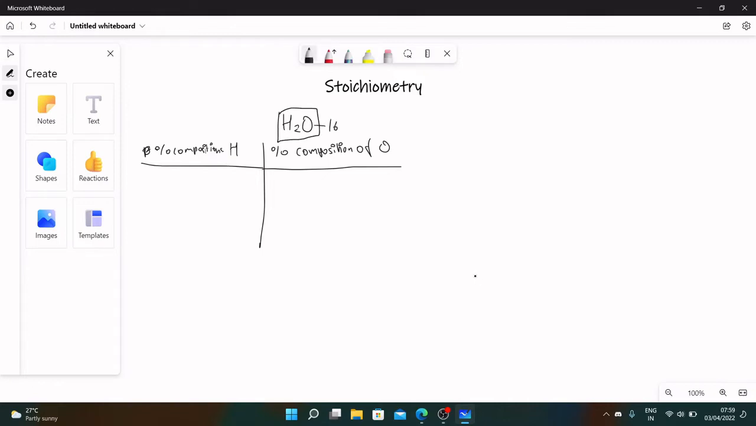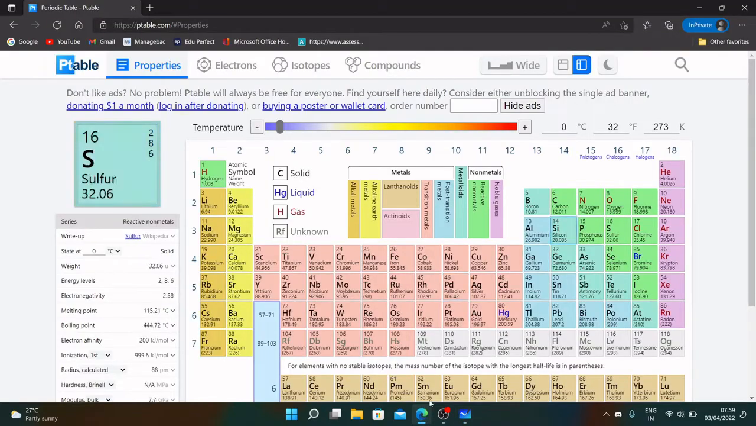Oxygen is 16, you should know this by now. Hydrogen is 1. So 1 into 2 plus 16 will give you 18. H2O is 18. Or if you don't know, it's fine, you can look at the periodic table. Oxygen 16, hydrogen 1. So 2 hydrogen will have 2, right? And then oxygen 16. 16 plus 2 is 18.